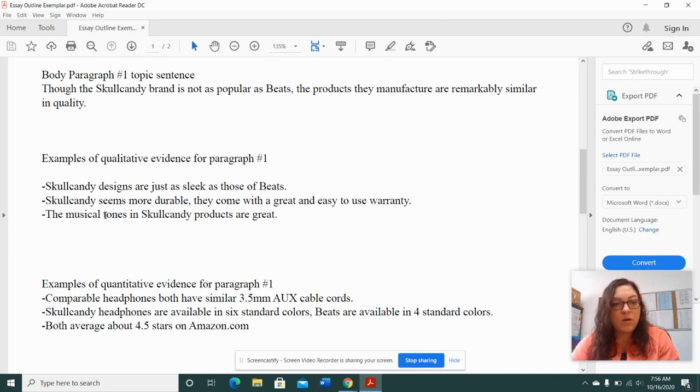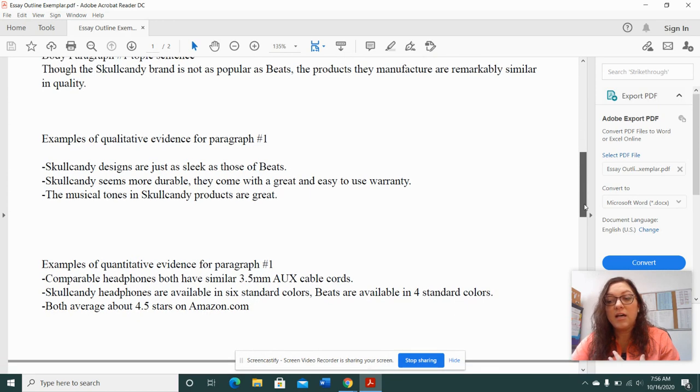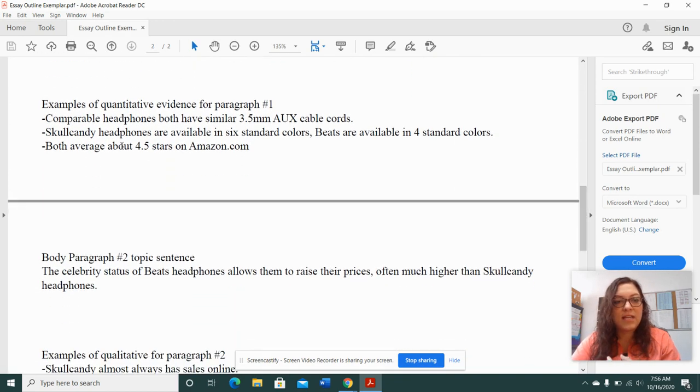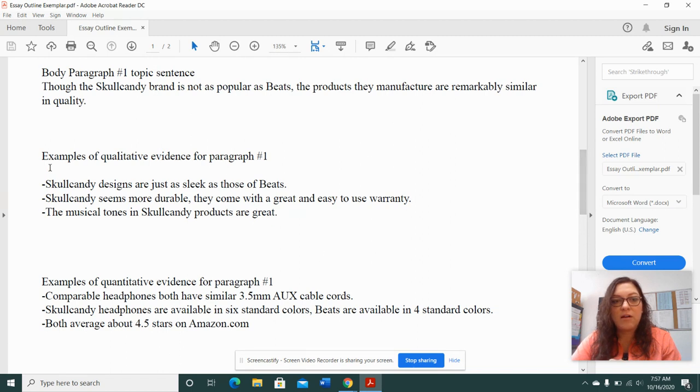And then his qualitative evidence was all, the designs are just as sleek. It seems more durable. The musical tones are great. So like things that you can't measure with numbers, you just feel or see about something. And then for quantitative, he put specific facts like has the same 3.5 millimeter aux cable, or both average about 4.5 stars on Amazon.com. So this person did a really good job. They have qualitative and quantitative evidence they're going to include in that paragraph all about the similar quality of the 2 products.